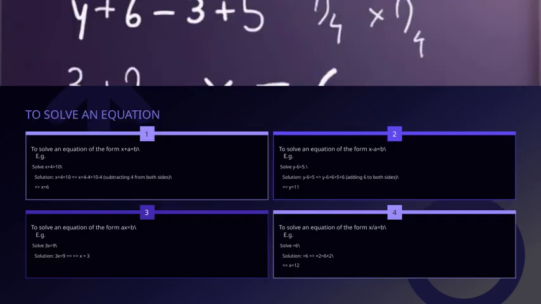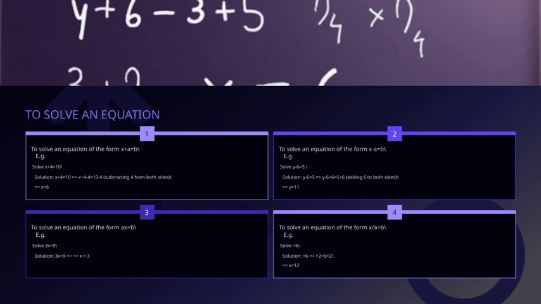Let's look at how to solve different types of equations. When you have an equation like x plus a equals b, the goal is to isolate x. For example, if we have x plus 4 equals 10, we want to undo the addition of 4. We do this by subtracting 4 from both sides, which gives us x equals 6. Next, for equations where a variable is multiplied by a number, such as 3x equals 9, we need to do the opposite operation, division. So, dividing both sides by 3, we find that x equals 3.